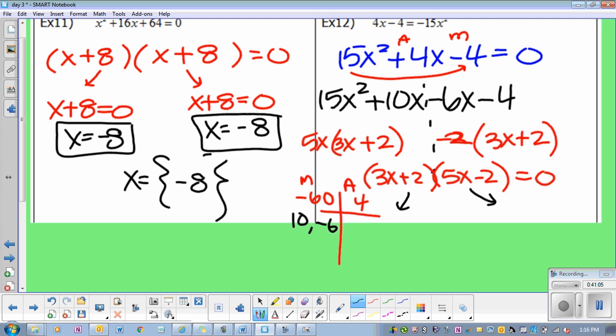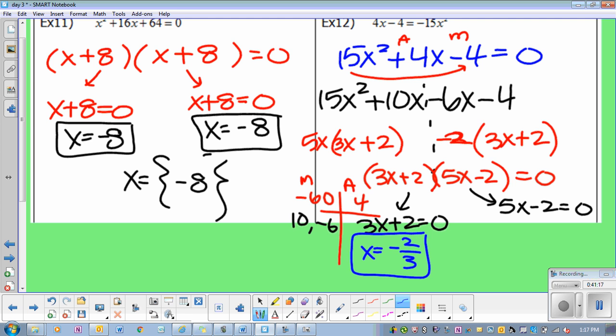Mini equations. So we have 3x plus 2 equals 0. And we have 5x minus 2 equals 0. X equals negative 2/3. X equals 2/5.